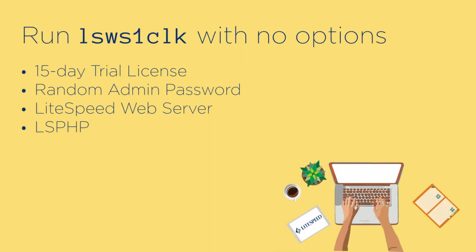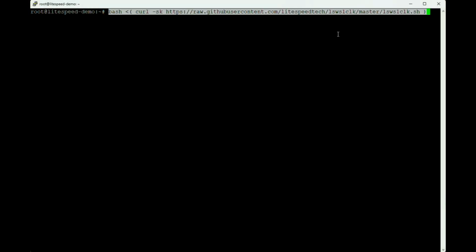When you run the one-click script with no options, it gives you a 15-day trial license, sets a random admin password, and installs only two pieces of software, LiteSpeed web server and LSPHP. After the trial period, you can apply your own license.